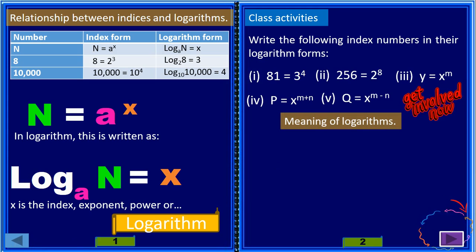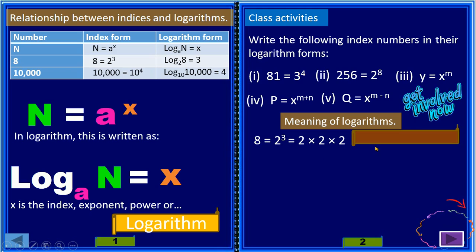Meaning of logarithm. From our definition here, we can see that there is a relationship between indices and logarithms. For example, the number 8 is equal to 2 raised to power 3. The index or power 3 is telling us how many times the base is multiplied. In the case of 8, the base 2 is multiplied 3 times.